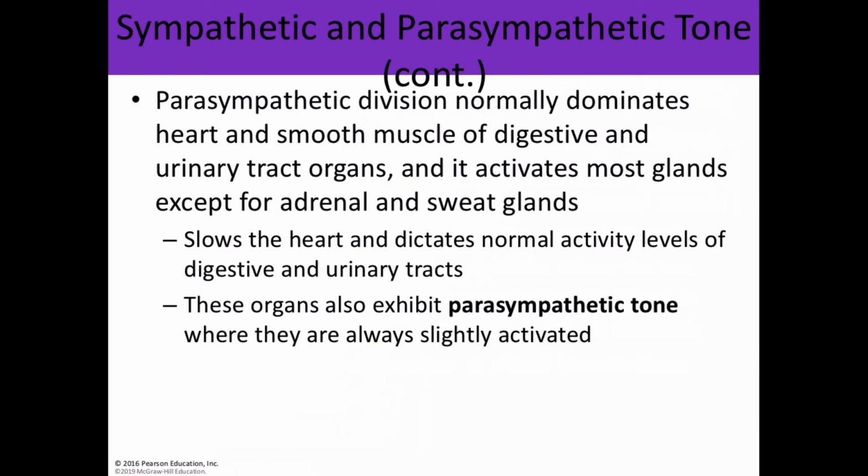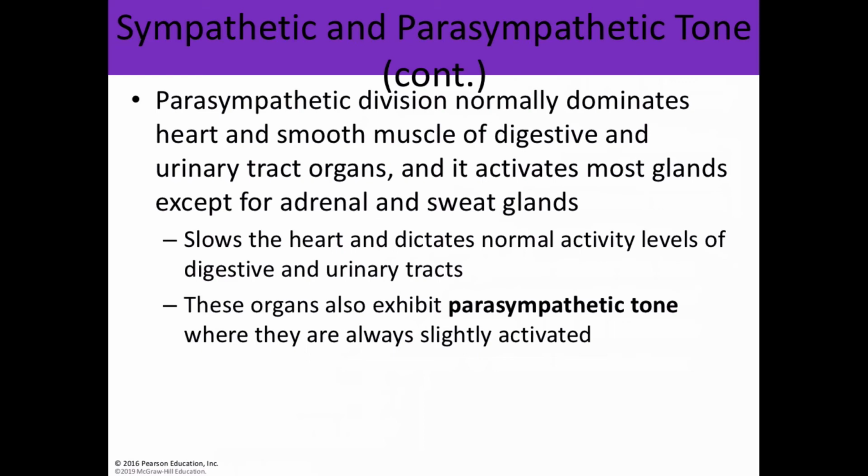With this, class, we also have the parasympathetic nervous system. In contrast, we have the parasympathetic effects. They normally dominate the heart. I'll say again, in contrast to what I just gave you about sympathetic tone or vasomotor tone, the parasympathetic effects normally dominate the heart and smooth muscle of digestive and urinary organs. Look at that. In other words, class, your heart rate should not be sitting at 200 beats per minute. If you're at 200 beats per minute, class, it's called tachycardia, and that is not good to be tachycardic.